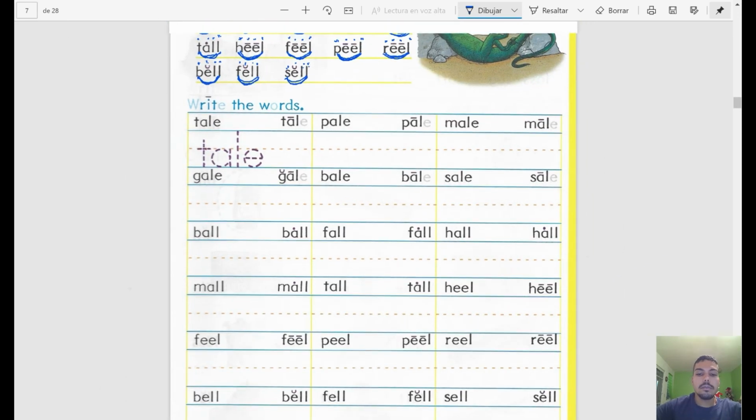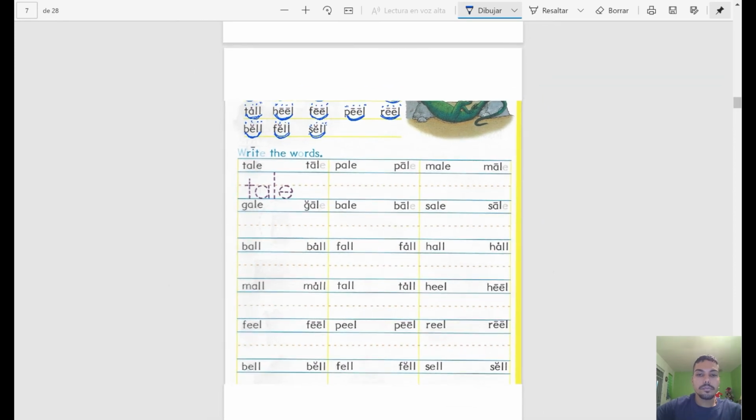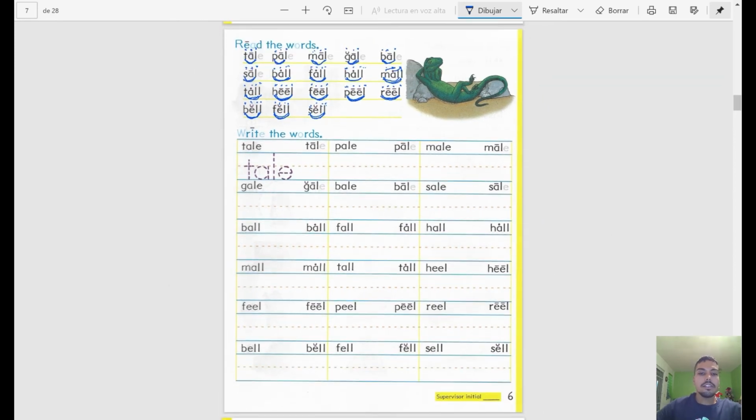And now that we finished reading them all, we have to do the next part, ¿verdad? Tenemos que hacer la próxima parte de la página. And here the instruction says, write the words. Tengo que escribir las palabras. And what words do we have to write? The words that we had read, right? Tenemos que escribir las palabras que ya leímos here.